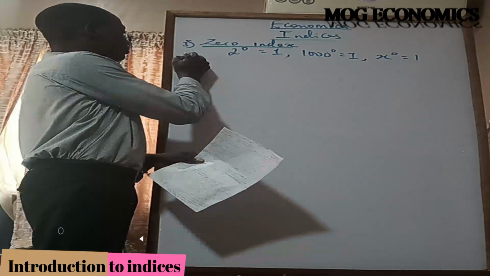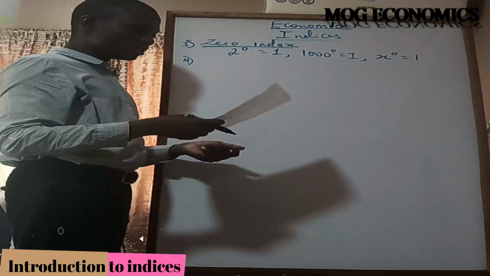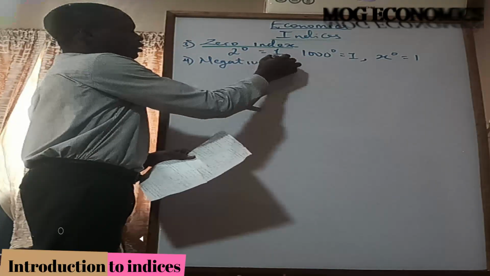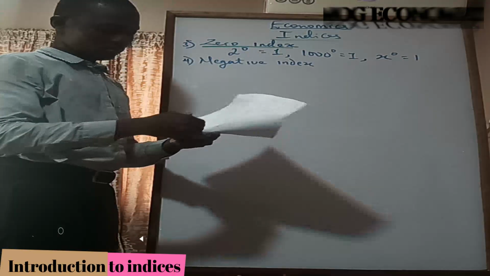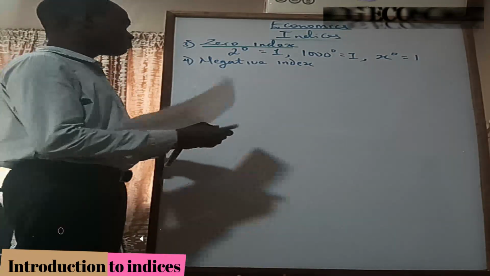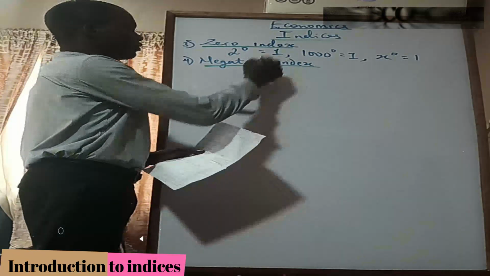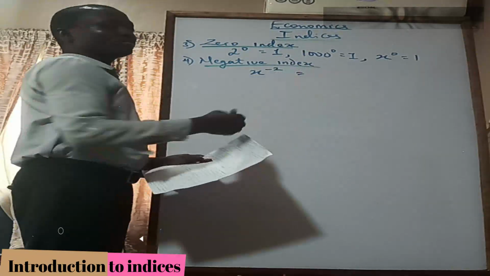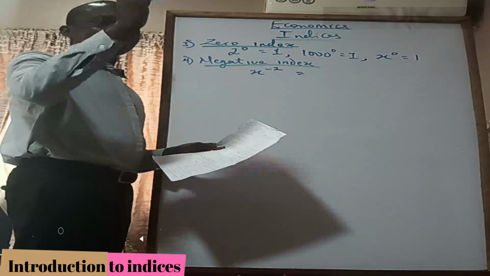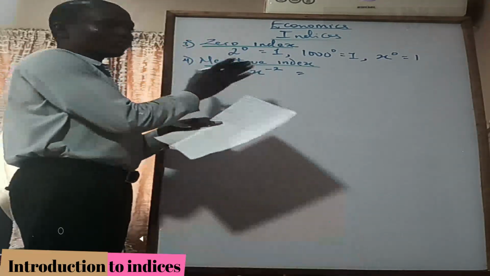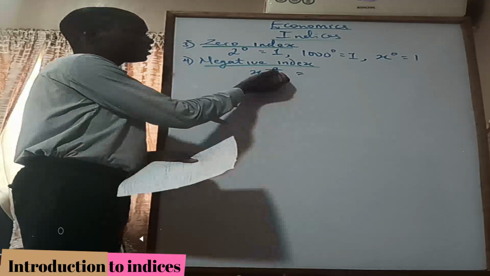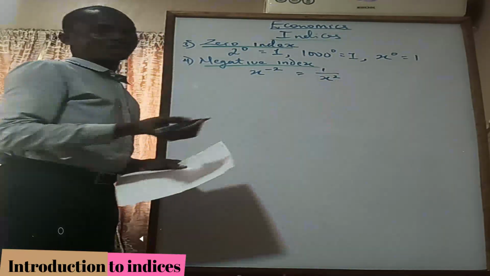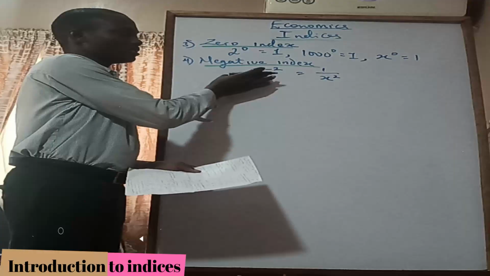Now number 4. Things are getting interesting. Negative index. How do you treat a negative index? Let's say that you have x raised to power minus 2. As long as the index is starting with a minus, then you are going to have 1 divided by whatever you have. Let me explain it very well. Since this is a minus, this is going to become 1 over x squared. That's all. That's the meaning of x raised to power minus 2.